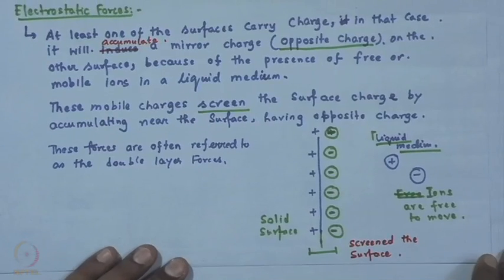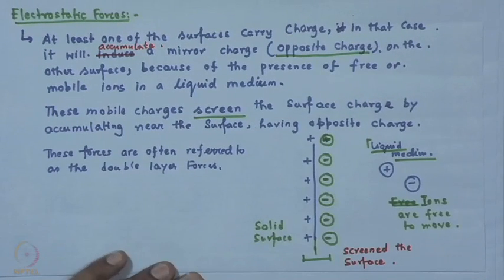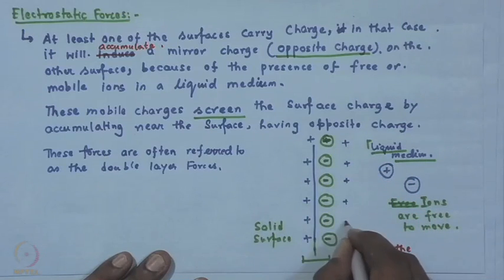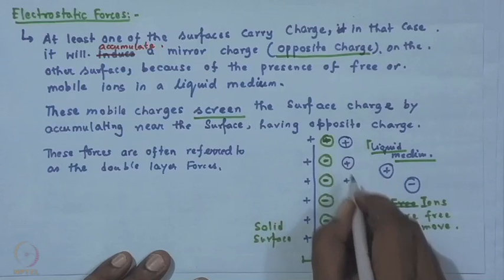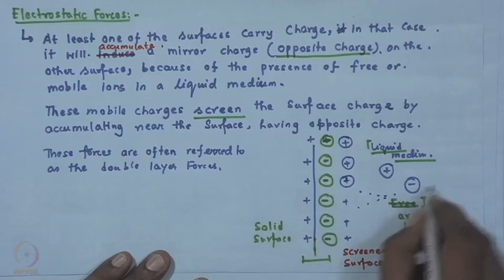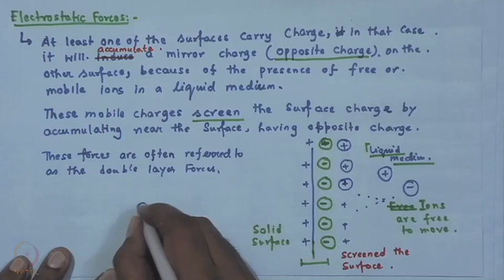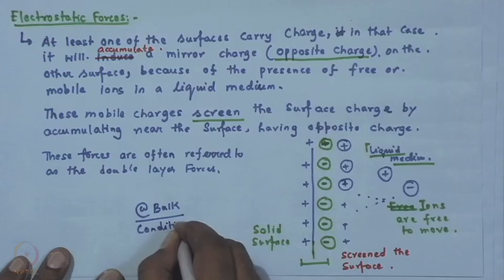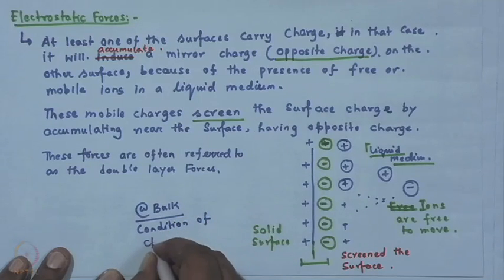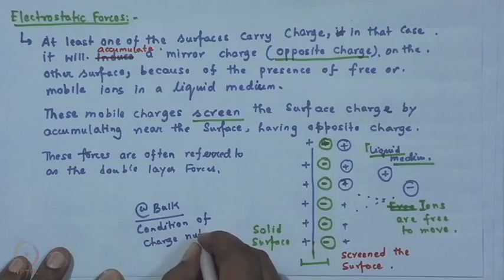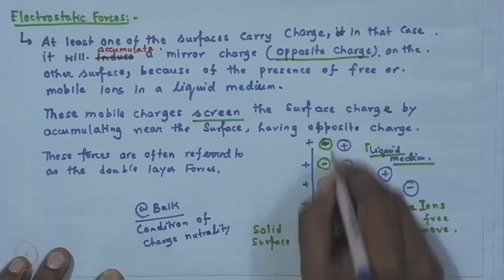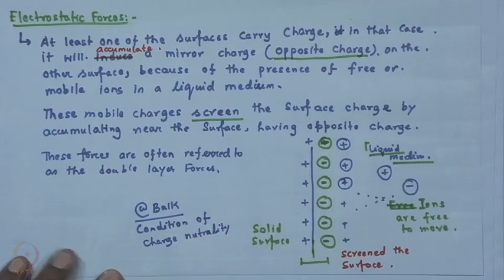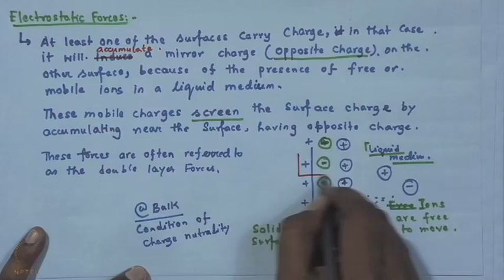And what will further happen now, there will be a localized accumulation of the positively charged ions close to this. Okay. And then eventually in the bulk there will be a condition of charge neutrality. So, this whole structure close to the charged surface is referred to as the electric double layer.